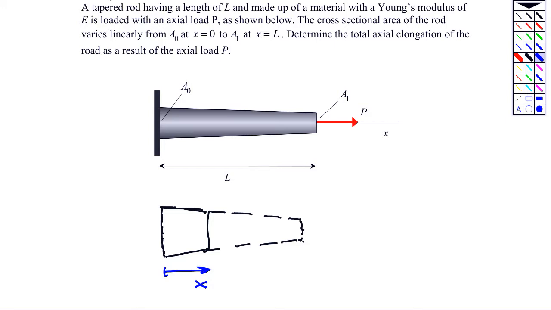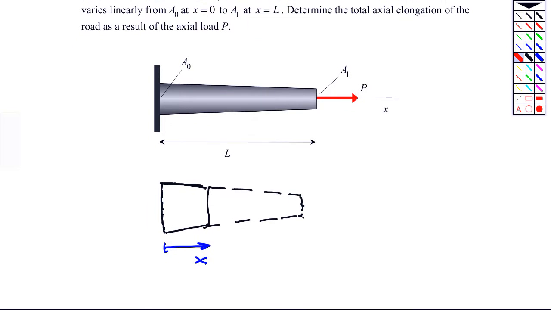P. Okay, let's look at a cross-section at x. And what forces do we have which act? Well, if we make a cut through here, anywhere we cut, we're going to expose an axial load there at P.